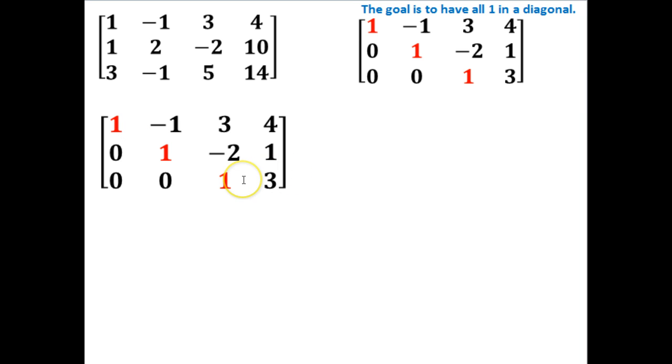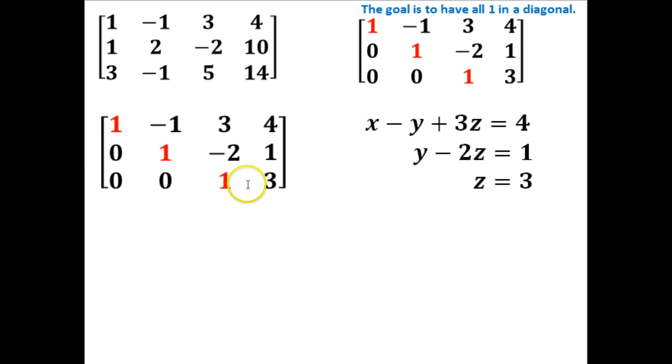So this is what I ended up with, and this is important because if I want to rewrite this as an equation, remember this is my x, my y, and my z, so I have 1z equals 3. And I can fill in the rest. Z equals 3. This is 1y minus 2z equals 1. And this is 1x minus 1y plus 3z equals 4. So I can rewrite all of these. But one key component that I know is that z equals 3. That's going to be important.